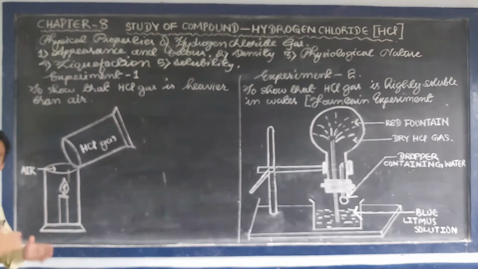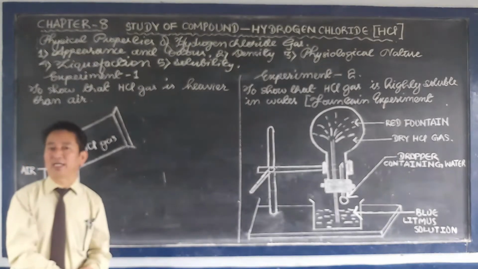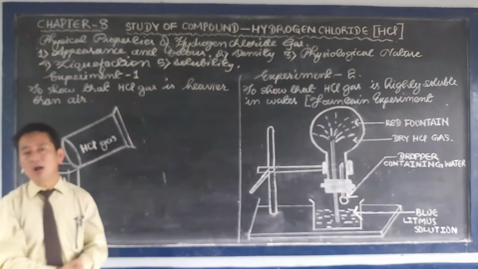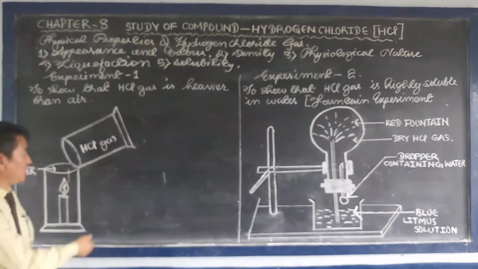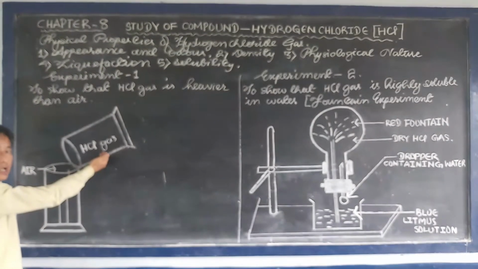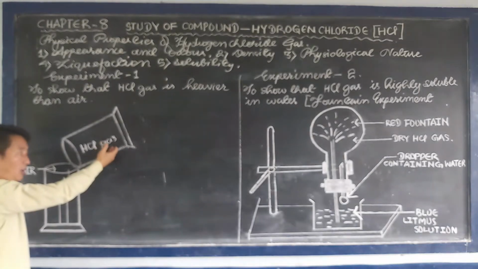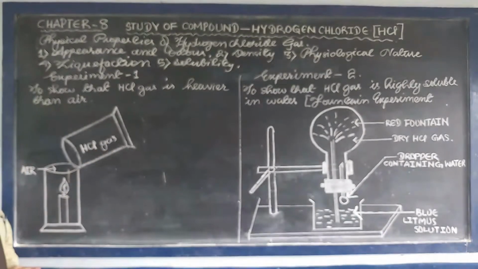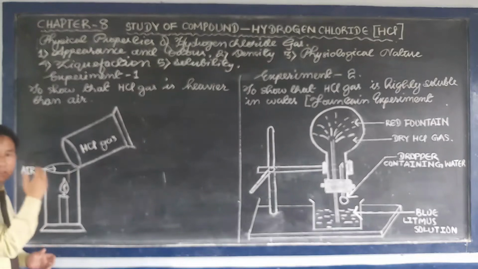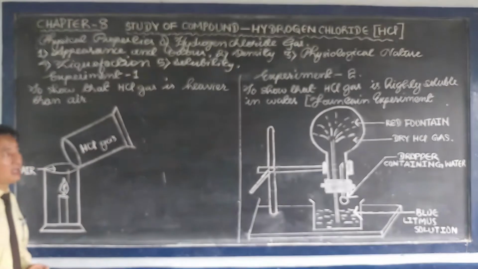That means we can pour the hydrogen chloride gas from one container to another container. As you can see here, hydrogen chloride gas flows from this upper gas jar to the lower jar, and this shows that hydrogen chloride gas is heavier than air.